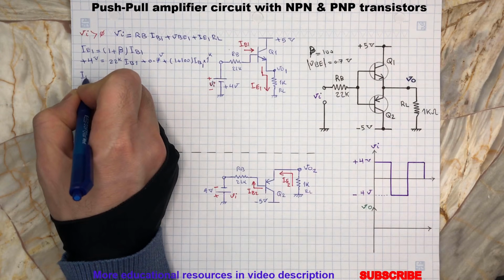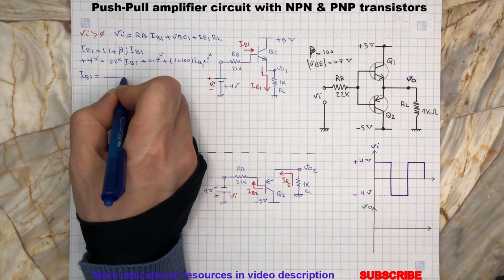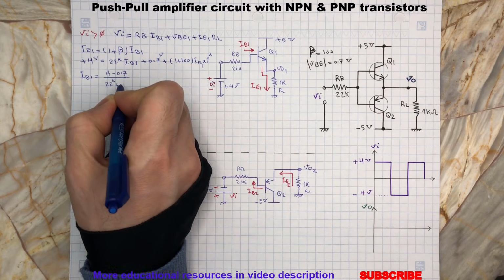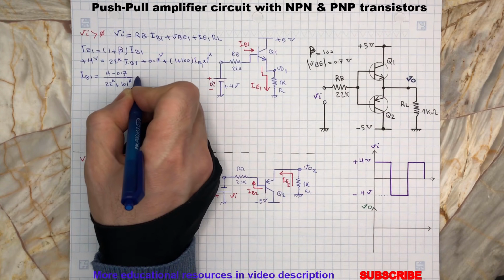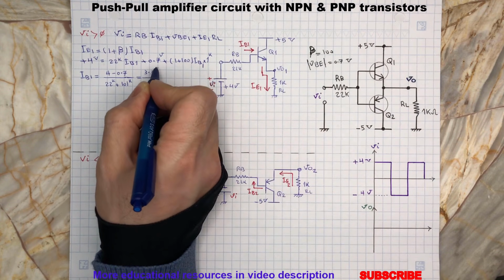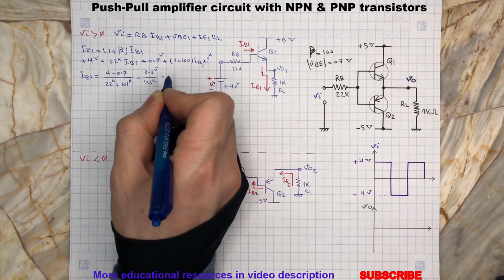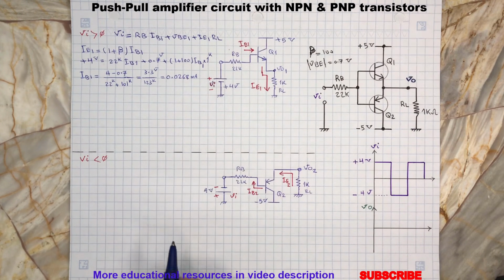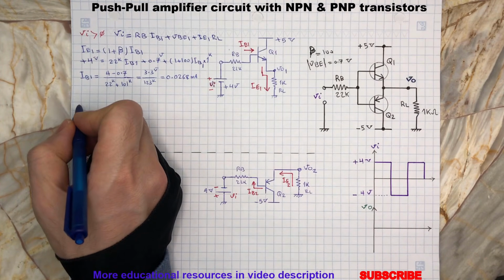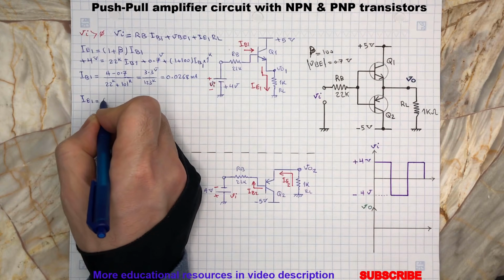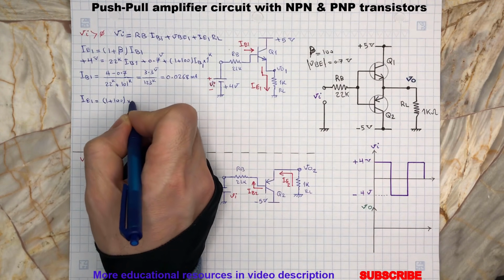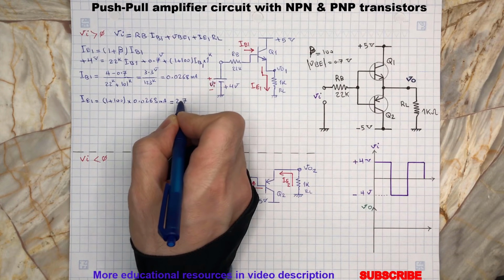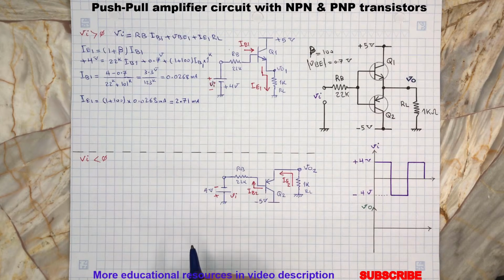Then we will have IB. So emitter current will be, and finally VO will be.